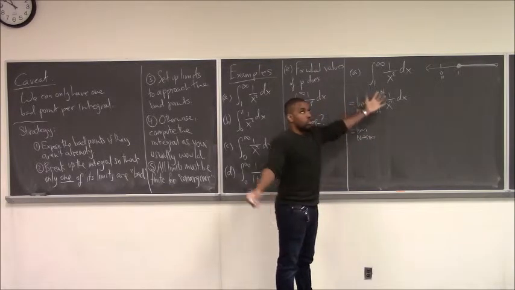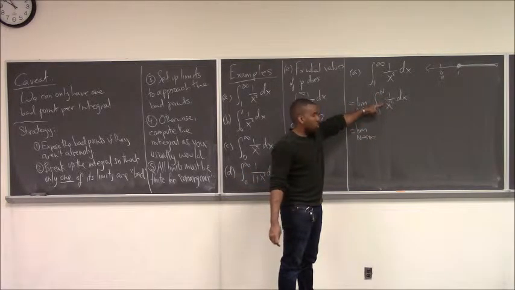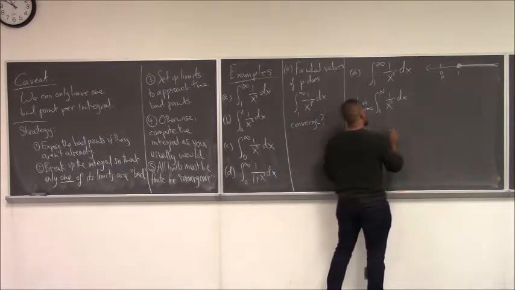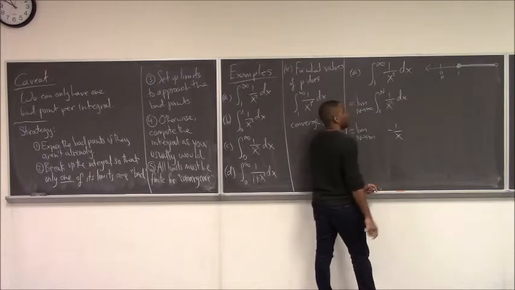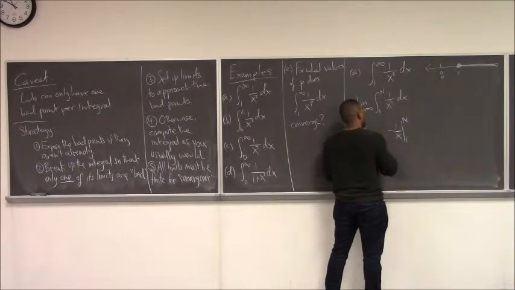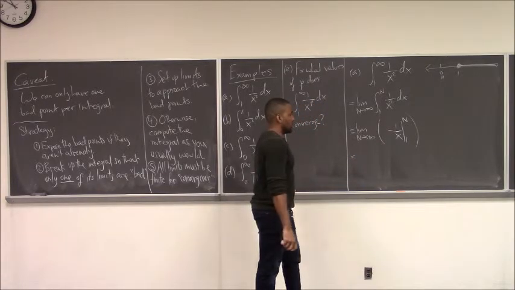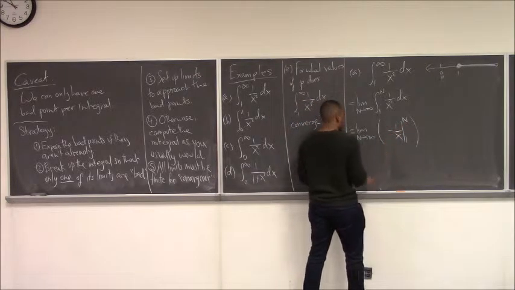To integrate this, you'd obviously use the power rule here, write that as x to the minus 2. Integrate that, you get minus 1 over x between 1 and n. Now, you plug in n.